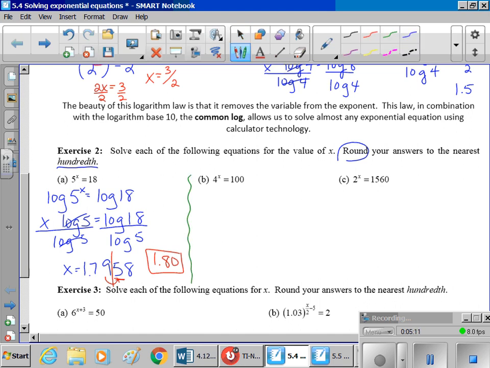Why don't you try and set the next two up and see what you get? If you can't get the logarithm part, I'll help you out with that. Just set it up.